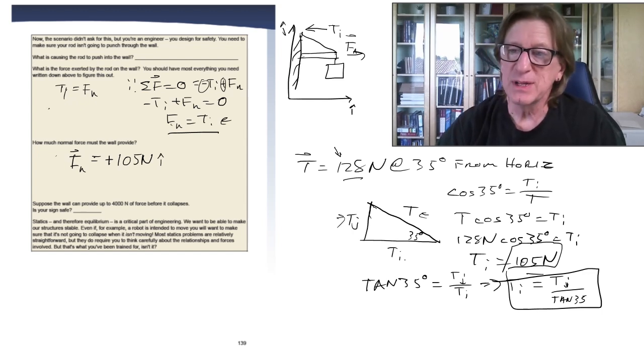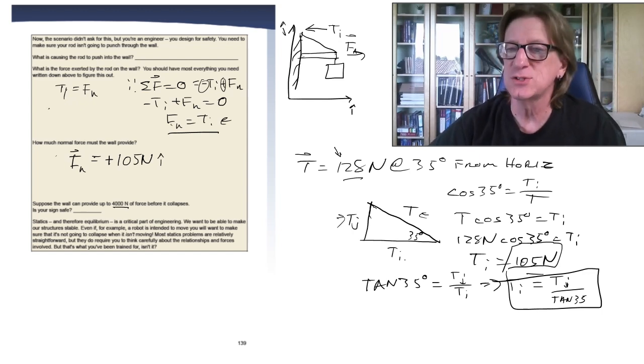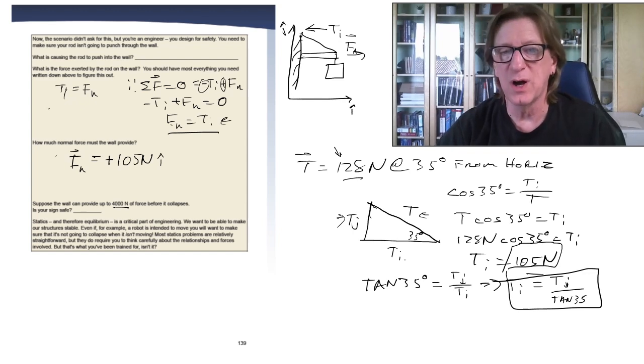So when we're thinking about designing for safety, suppose the wall can provide up to 4,000 newtons of force before it collapses, because you're going to need some sort of a wrecking ball to push through this. Is your sign safe? Well, sure, because the wall is only having to provide 105 newtons, so we're easily fine. We're not going to have any problem whatsoever. So our wall is completely safe.